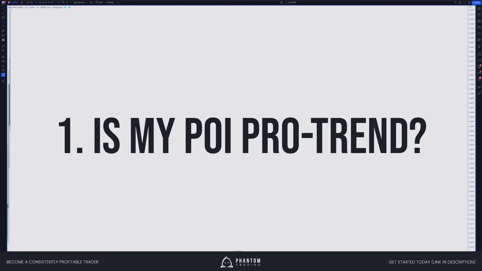Let's take a look at the first confluence here, which is whether or not our POI, or the zone that we want to trade off of, is pro-trend, and this is based on swing structure. If you're unfamiliar with how to mark out market structure, please check out the 2 videos we have on the YouTube channel for free, where you can learn about basic market structure and order flow. It's going to help a lot with identifying zones that respect this confluence or not. But we are going to cover a bunch of different confluences.